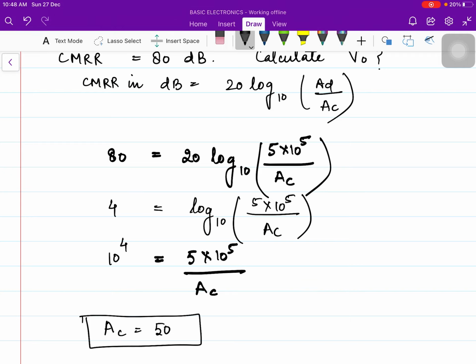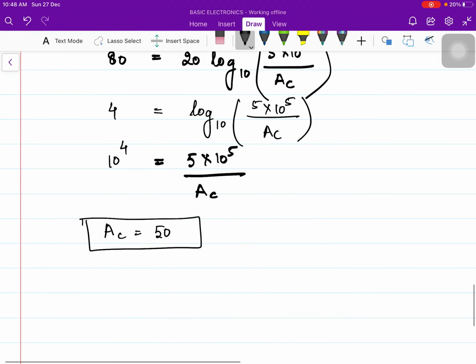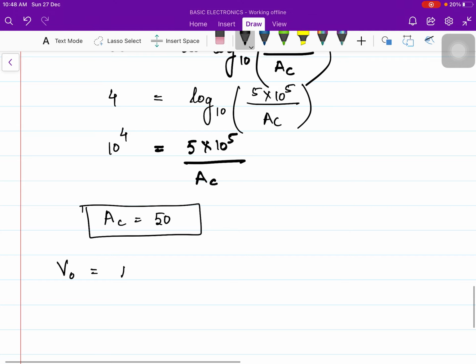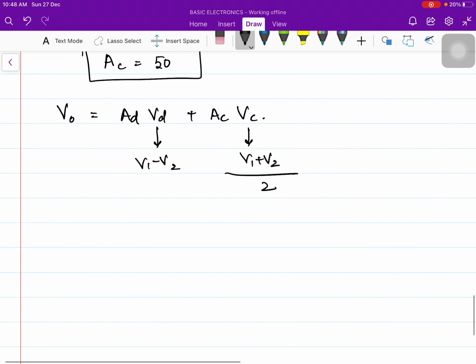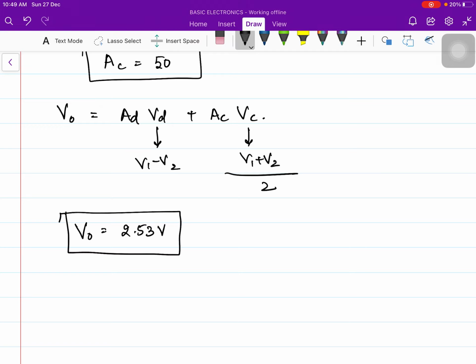So you have AC, you have AD. Now you can simply calculate V naught by simply applying the formula V naught equals ADVD plus ACVC. So you have everything with you. Simply you have to calculate VD, that is V1 minus V2, VC as V1 plus V2 by 2. Just calculate it on your own and verify the answer as 2.53 volt. So all of you can verify the answers from here. You will feel more confident. You have the values, you just have to put them into the formula at the correct place.